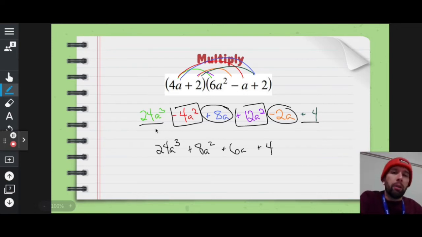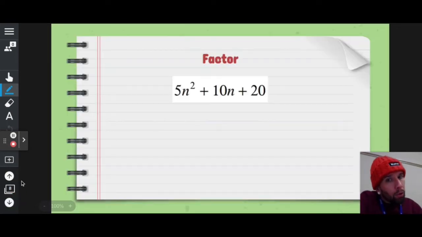So I named it. I went above and beyond. That, boys and girls, is multiplying. Factoring is a different animal. Now, factoring could mean one of several things in Algebra 1. And so far in this topic, factoring meant one of three, maybe four things.